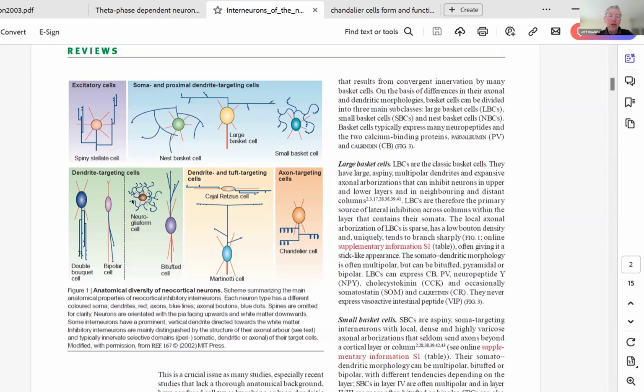Then they say these are cells that just target the dendrites, and then this category is the double bouquet cell, bipolar cells, which are also double bouquet cells are also bipolar cells, or at least some people say they are. And then there's a special one here, this Martinotti cell, which is interesting because it seems to target primarily the layer 1 apical dendrites, and it spreads very wide in layer one.